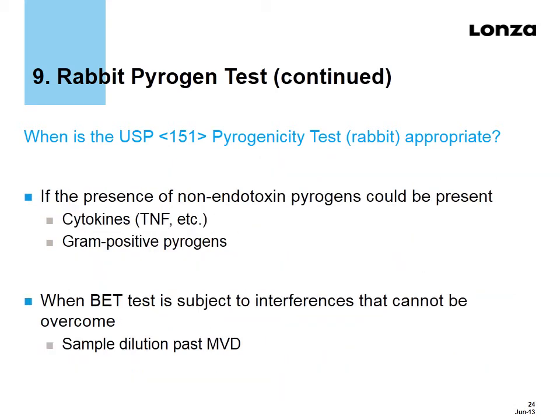The rapid pyrogen test may also be required if the presence of non-endotoxin pyrogens could be present, an example of which would be cytokines or TNF or the like, or gram-positive pyrogens, or when the bacterial endotoxins test is subject to interferences that cannot be overcome. An example would be if you have to dilute your sample past the maximum valid dilution for the LAL test.